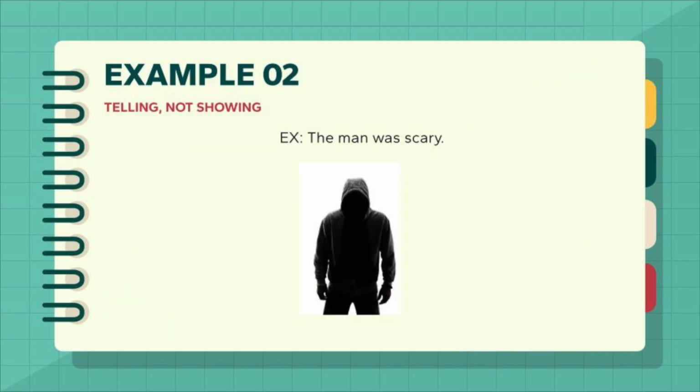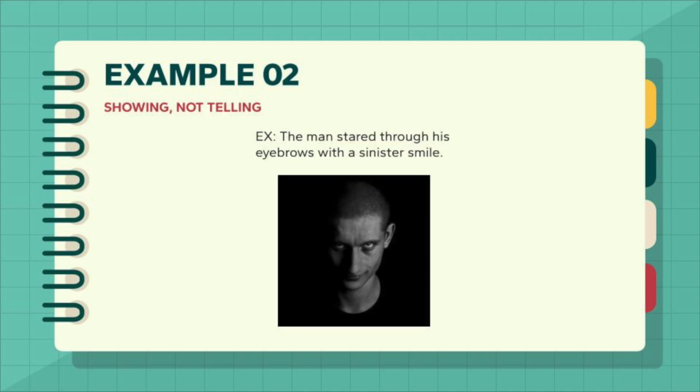Example 2, telling, not showing. The man was scary. Again, not so great, doing a lot of telling and not showing us why the man was scary. Alright, how did I fix this? I said, the man stared through his eyebrows with a sinister smile.